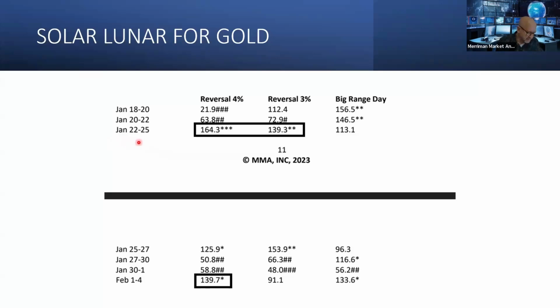So January 22nd to 25th, we had a very high reversal zone. I don't give your lows and highs in here, but I've got just reversals. It's the 164.3 3-star reversal. It's over 138 for the 3% move too. So we're looking for reversal on January 22nd to the 25th. We're looking for another reversal here, February 1st to 4th. The 4% is highly rated. The 3% not so much, but the 4% is highly rated. Okay, so let's remember these dates. January 22nd to 25th, and then February 1st to 4th.